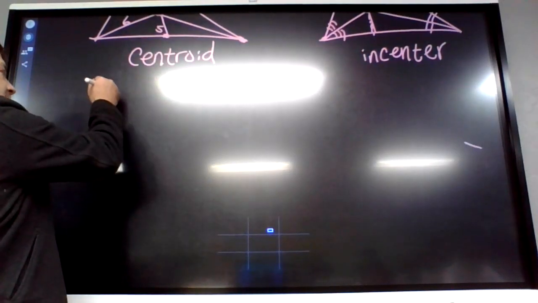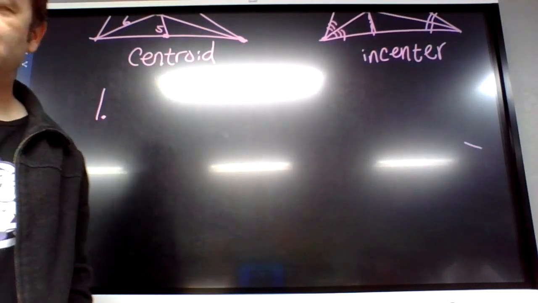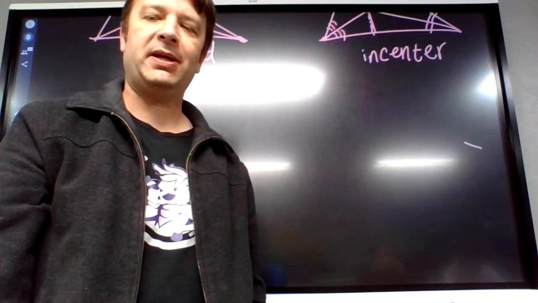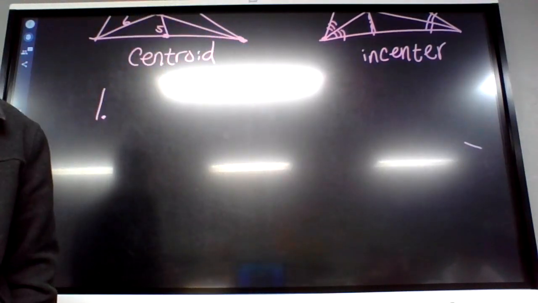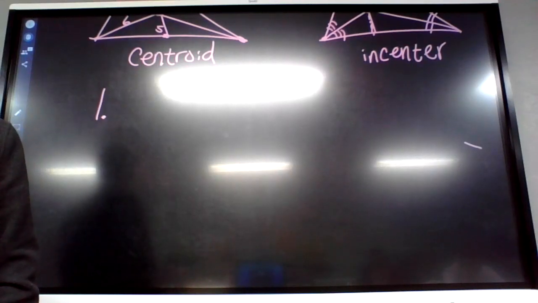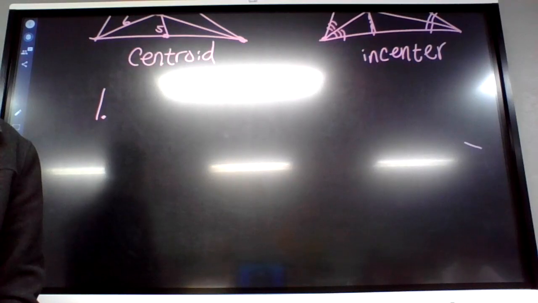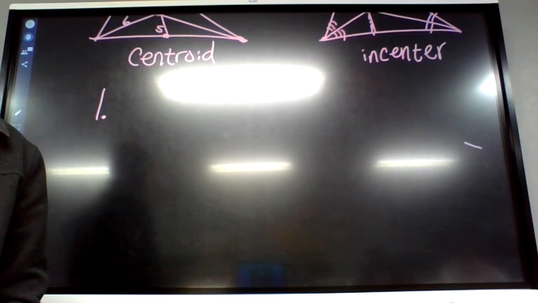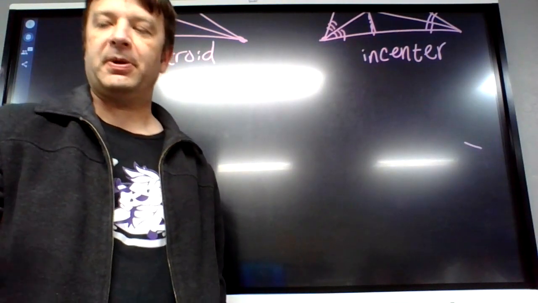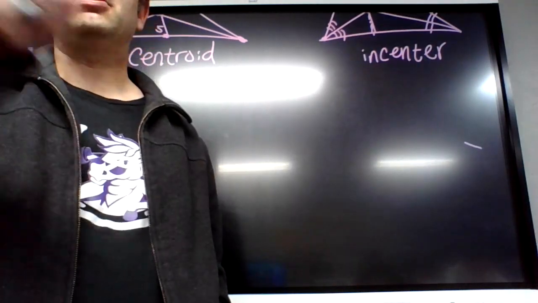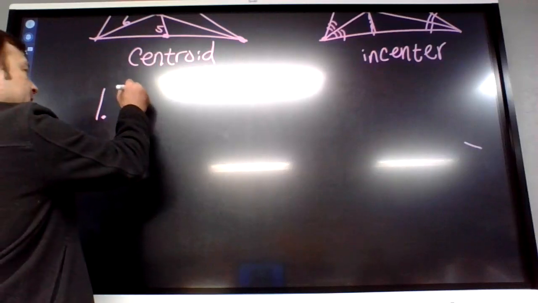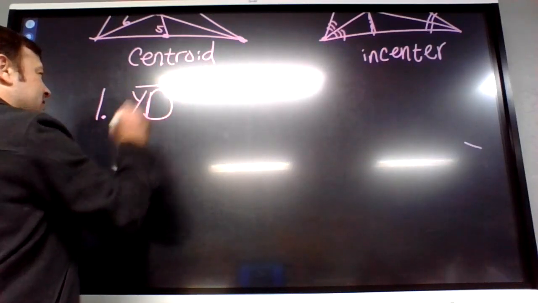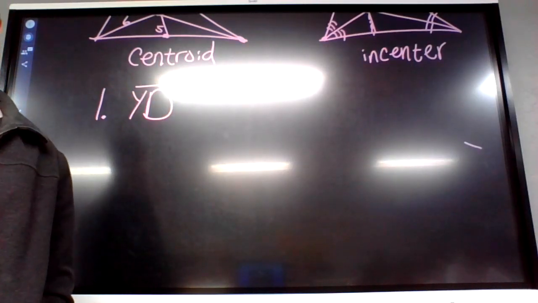Okay, number 1 is combining everything from yesterday and today. So in that picture, number 1A, which of those is the angle bisector? How did you know it's YD? Because if you look up at Y, it shows 2 little arcs, which means those 2 little angles are equal. Therefore, YD must be an angle bisector.